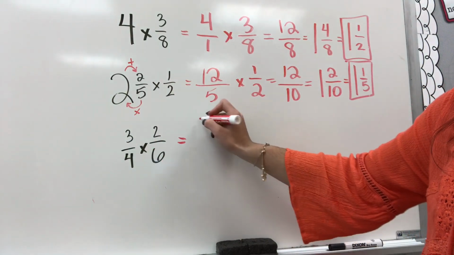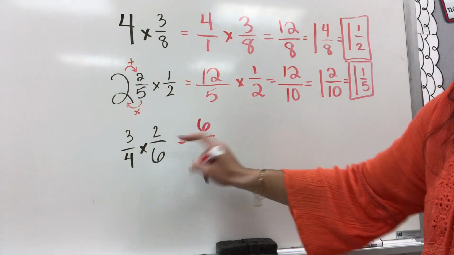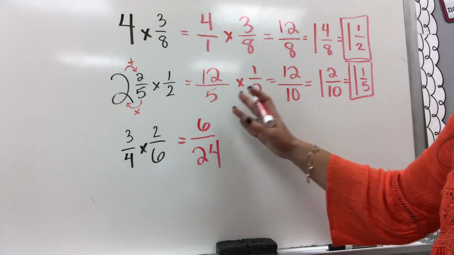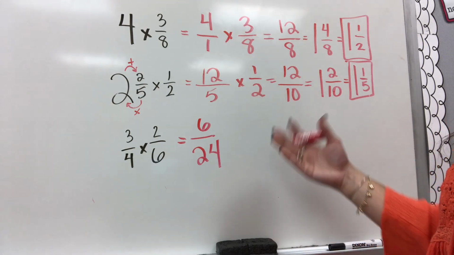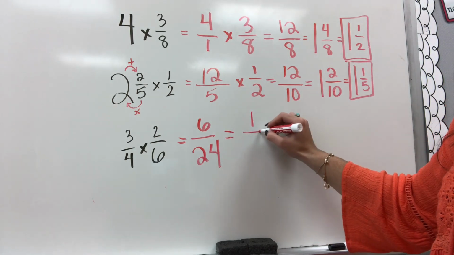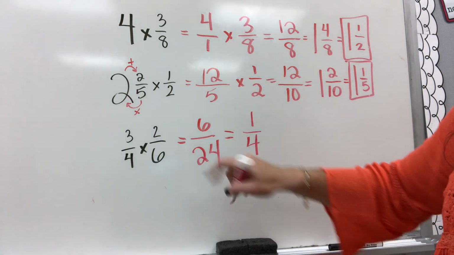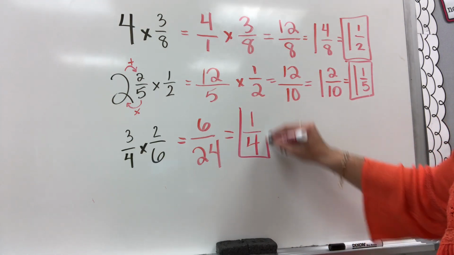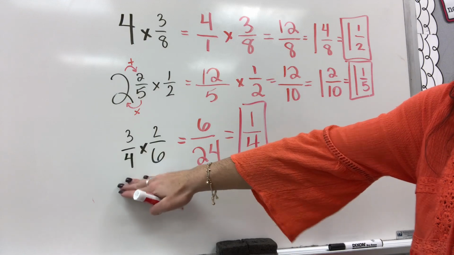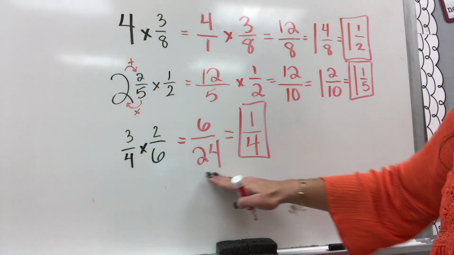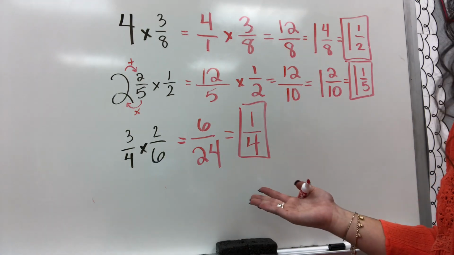So 3 times 2 is 6. 4 times 6 is 24. Okay, so I already have my proper fraction of 6/24, and the greatest common factor between these two is 6, so I'm going to simplify this into 1/4. And how I did that is 6 divided by 6 is 1, 24 divided by 6 is 4. Okay, so the main thing with this, it's already set up for you, so the only thing you do is multiply straight across, and you simplify or reduce if you are able to.